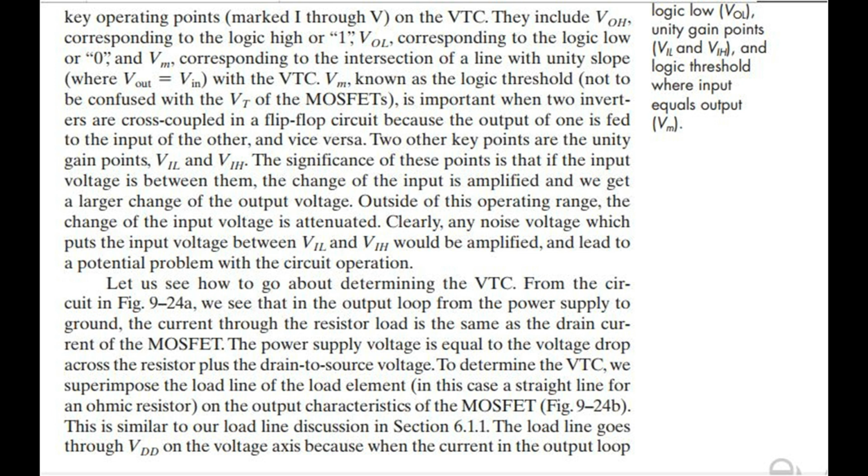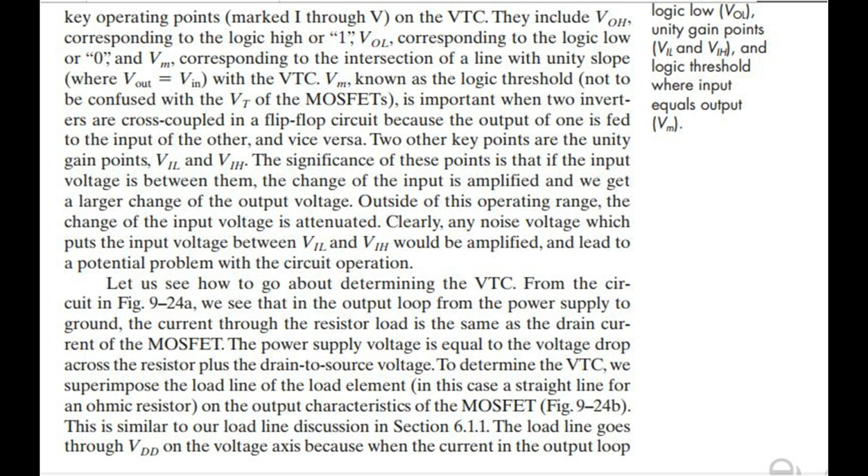Two other key points are the unity gain points, VIL and VIH. The significance of these points is that if the input voltage is between them, the change of the input is amplified and we get a larger change of the output voltage. Outside of this operating range, the change of the input voltage is attenuated. Clearly, any noise voltage which puts the input voltage between VIL and VIH would be amplified, and lead to a potential problem with the circuit operation.